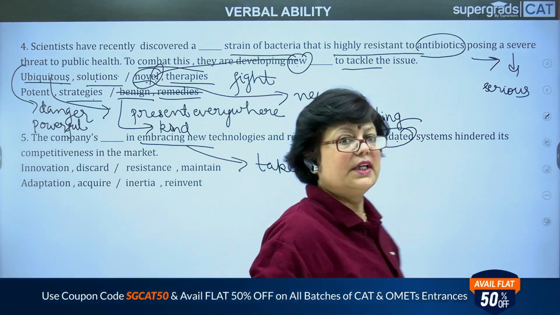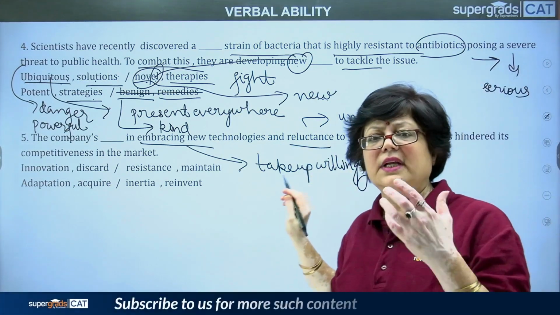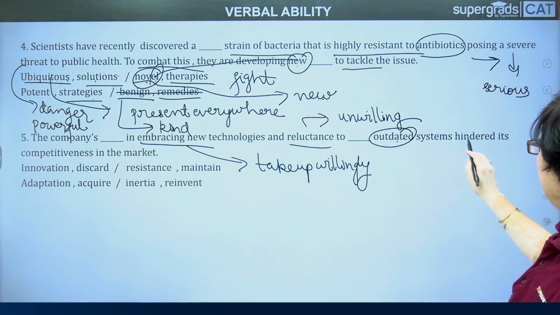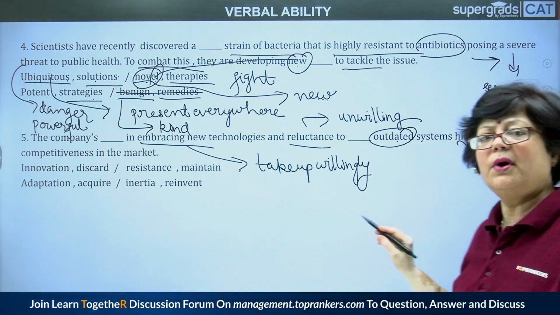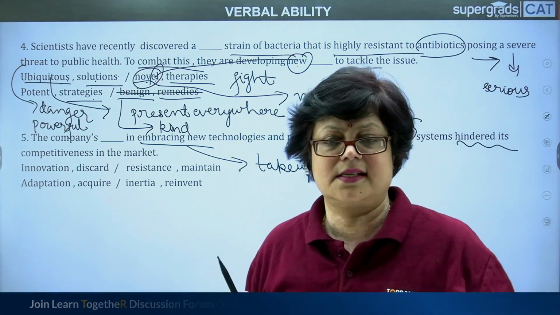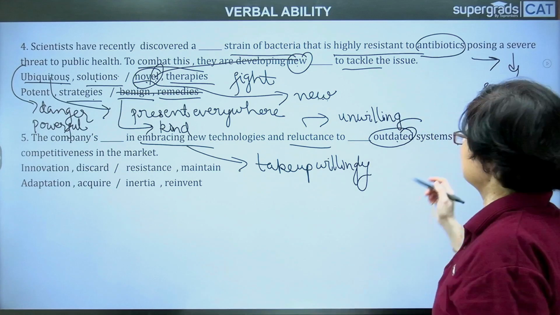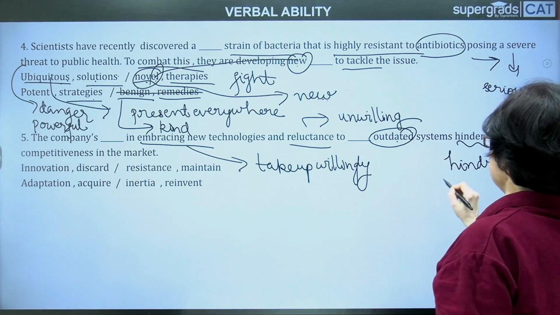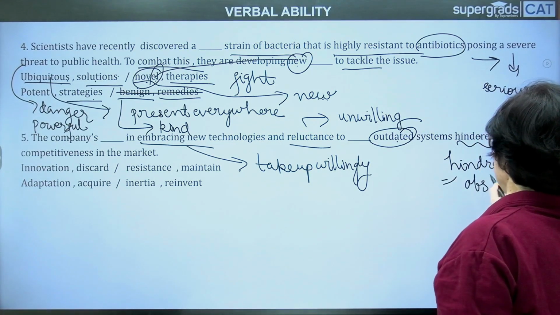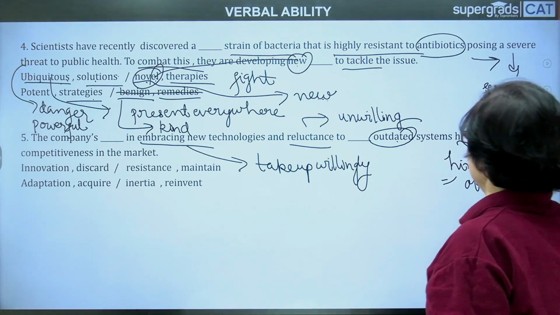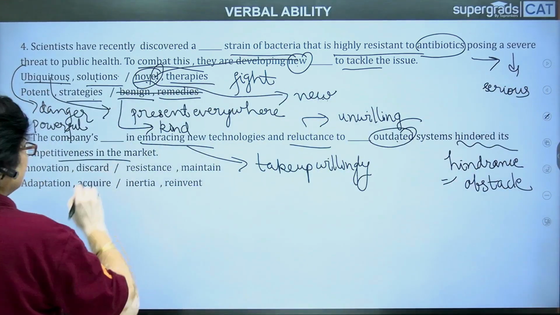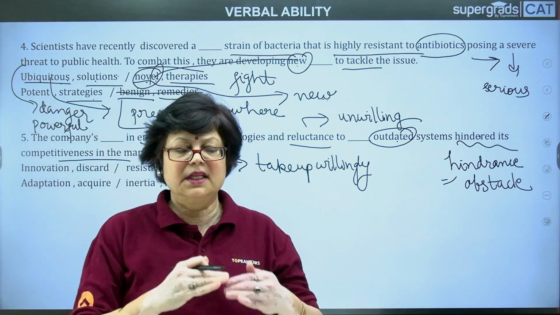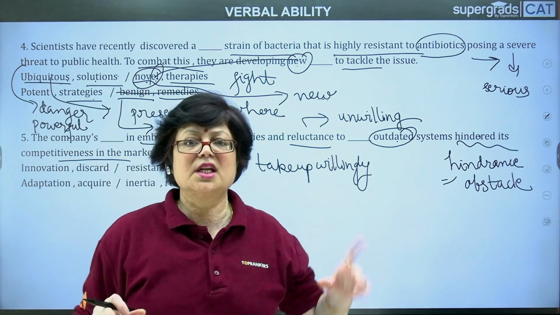Look at this word, outdated. Is the sentence talking about the new technology, the new systems? It is talking about outdated systems. And hindered, this word is also important. Hinder. Have you heard the word hindrance? Hindrance, impediment, rukawat. You must have come across this word. Hindrance means an obstacle. Hindering means posing an obstacle. Hindered its competitiveness in the market. So the general meaning is talking about the company in a negative manner, that the company is not going ahead, it is not flourishing because of the reason.